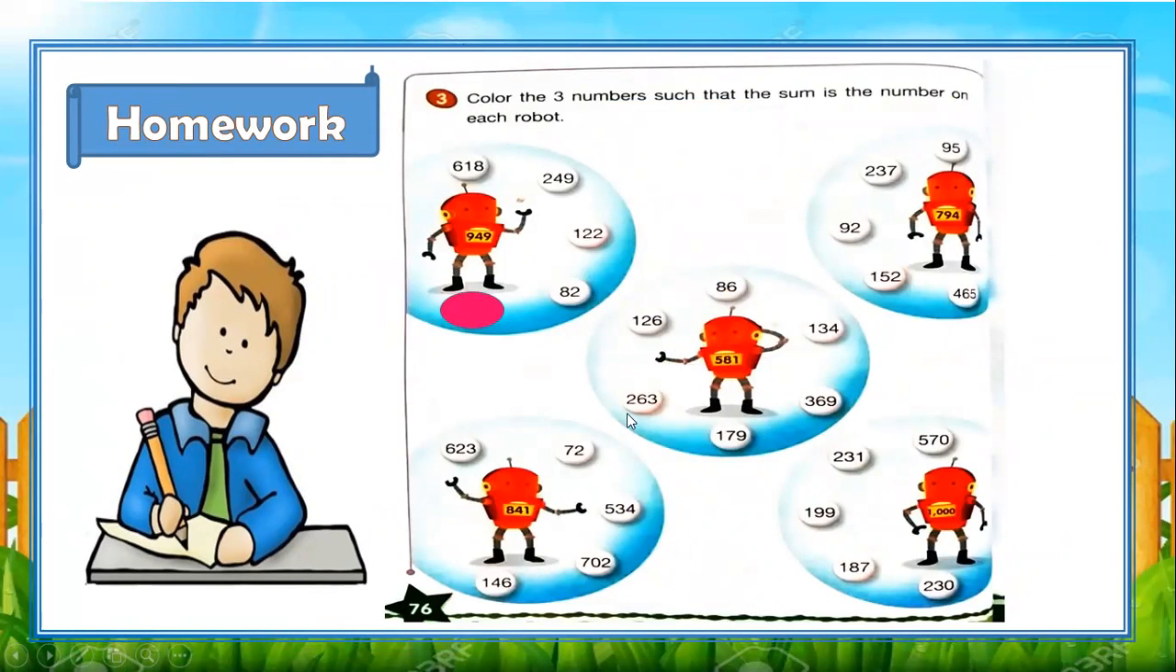So here it says, color the 3 numbers such that the sum is the number on each robot. So for example here, 618 plus 122 plus 209 will give us the sum of 949. So is it clear? Can you follow? All right.